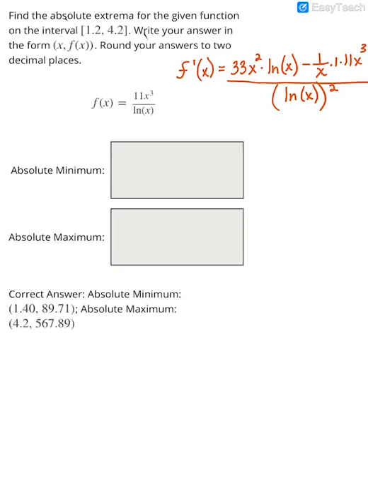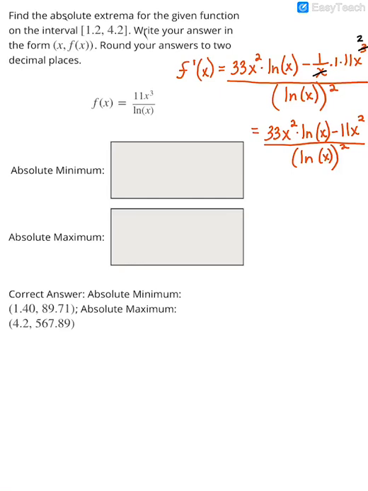Okay, so if I go ahead and simplify what I have there, I've got 33x squared times the natural log of x, and then notice that when I get over here, the x on bottom will cancel one of the x's on top, so that'll leave me with 11x squared. So that'll be minus 11x squared. And then the whole thing is divided by the natural log of x squared.